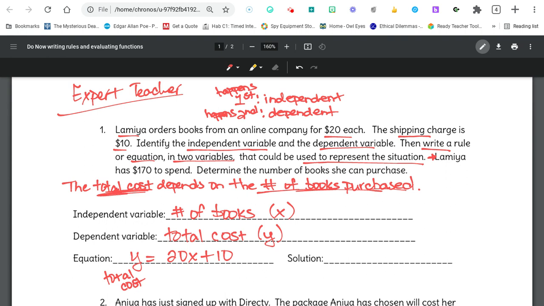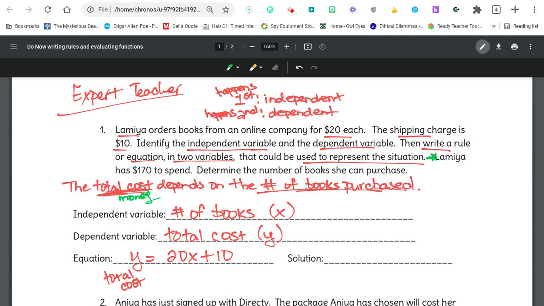Now I'm going to look at this part right here. I'm going to highlight it in green. I hope it's not dark outside. It's 4:53. Okay. It says Lamaya has $170 to spend. Okay, that's money, guys. And that's what she wants to spend in all. It says determine the number of books she can purchase.